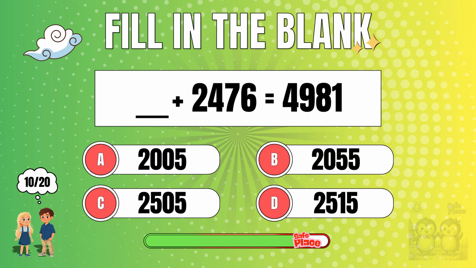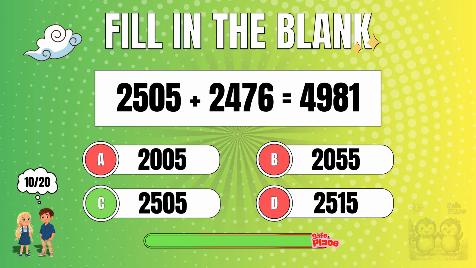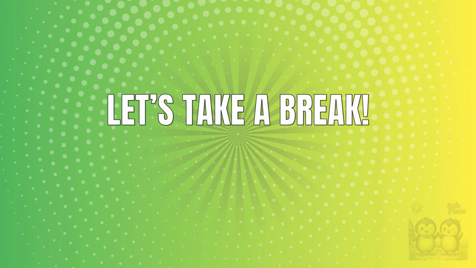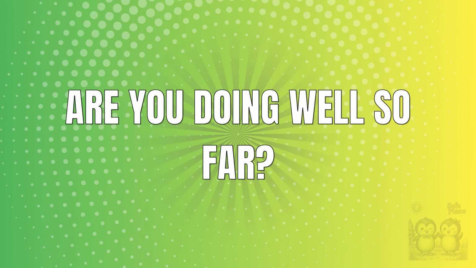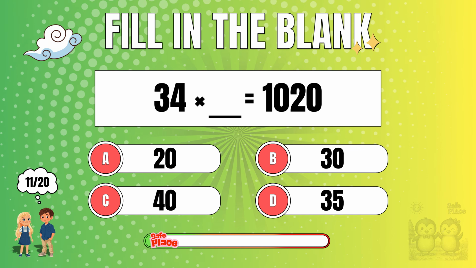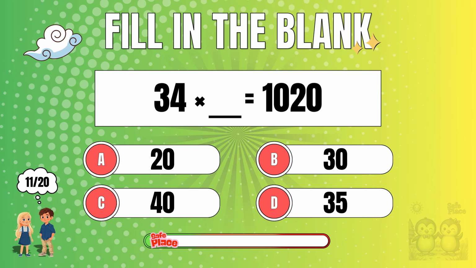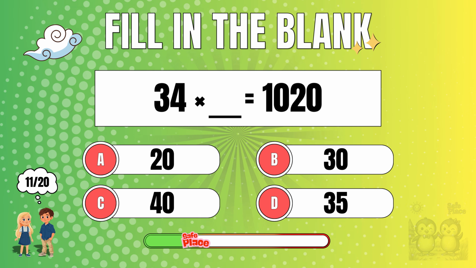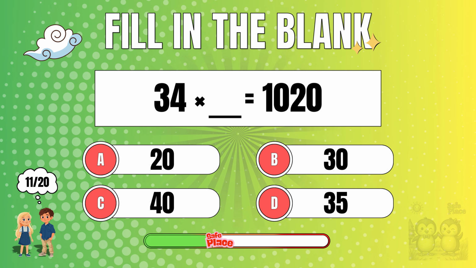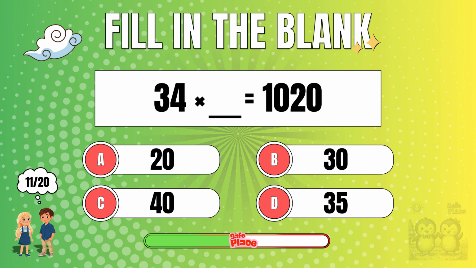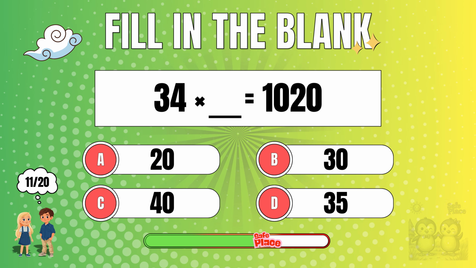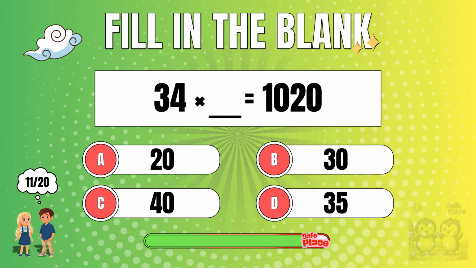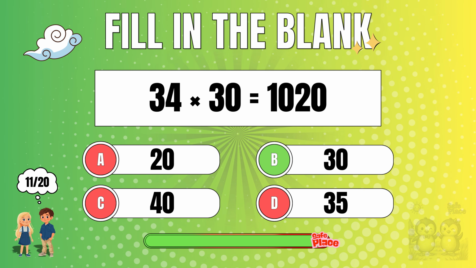Three, two, 1. The answer is 2,505. Let's take a break. Are you doing well so far? Let's continue with 34 times blank equals 1,020. You can use a pen and paper, but no calculator. Three, two, 1. Correct. The missing number is 30.